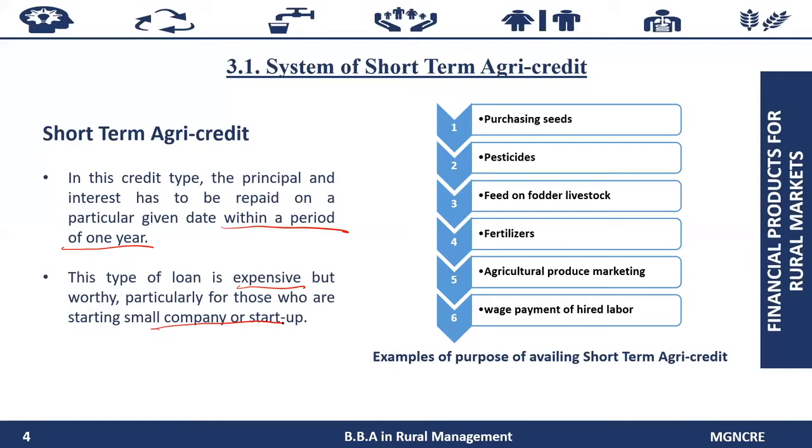So the examples of purposes for availing short-term agri credit are purchasing seeds, pesticides, feed and fodder for livestock, then fertilizers, agriculture produce marketing, and also providing wage payment for hired labor.